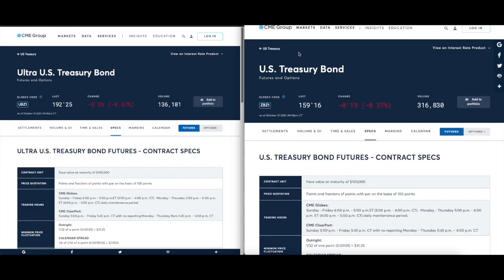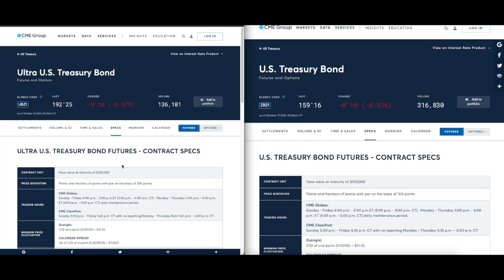Guys, we are looking at the CME Group's website, a terrific resource for all things futures trading related. As I mentioned, on the left, the Ultra U.S. Treasury bond, on the right, just the regular U.S. Treasury bond. Any product can be brought up here, and if you go to specs, you can learn all about the contract specifications.